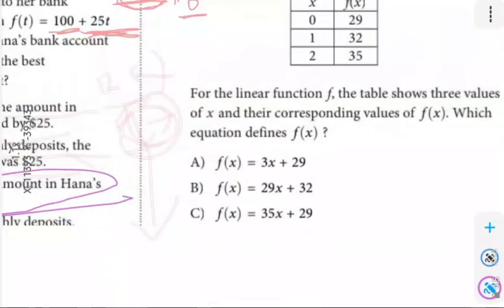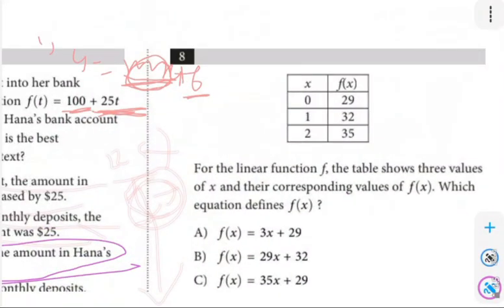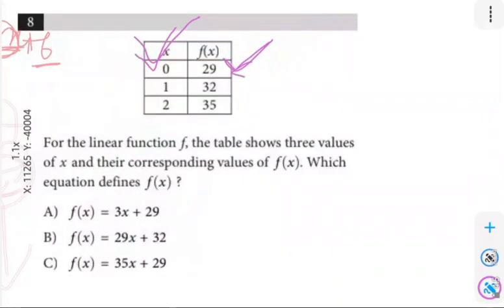Now let's move on to the next question. Here it is that for the linear function f, the table shows 3 values of x and the corresponding value of f of x. Which equation defines f of x? Now here it is simple. Either you put this value of x and you should get this value, if you consider it as a true condition, or vice versa. Now let's solve this, and this takes a lot of time, because you have to check for each equation.